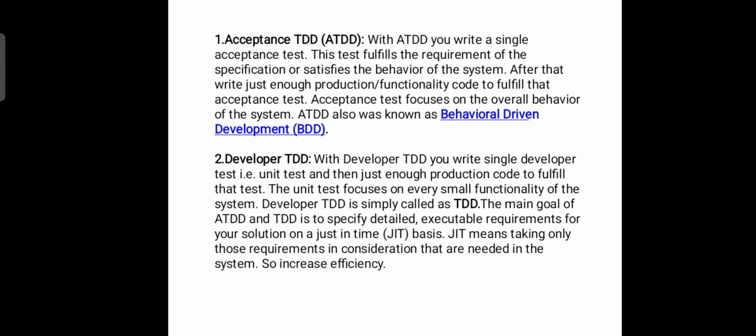So next we're going to see what is developer TDD. So with developer TDD, you write single developer test, that is unit test, and then just enough production code to fulfill that test. The unit test focuses on every small functionality of the system. Developer TDD is also called as a normal TDD. The main goal of ATDD and TDD is to specify detailed executable requirements for your solution on a just-in-time, that is JIT. So JIT means taking only those requirements in consideration that are needed in the system, so increase efficiency.